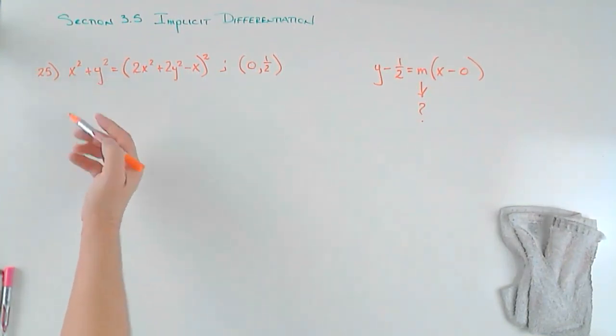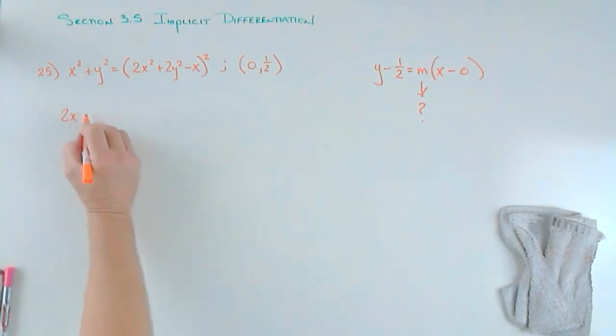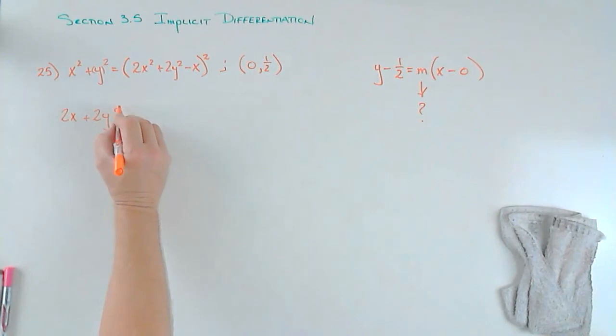So the derivative of x squared is going to be 2x. The derivative of y squared, we're going to bring down the 2. We're going to get y to the first power, but then we have to take the derivative of what's inside, and that gives us our dy/dx.